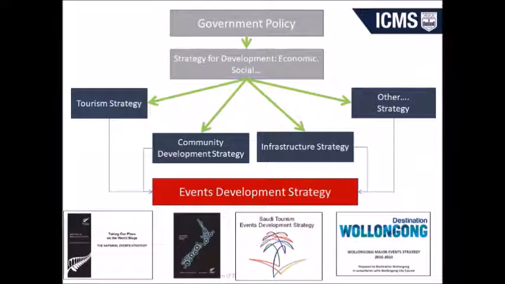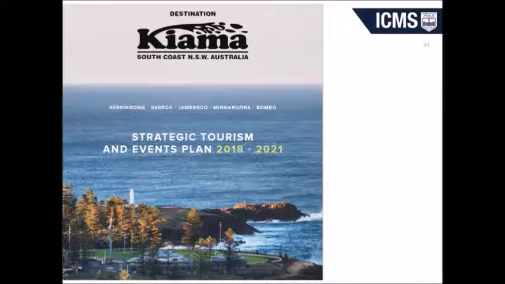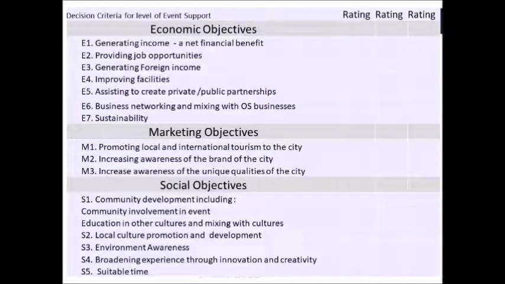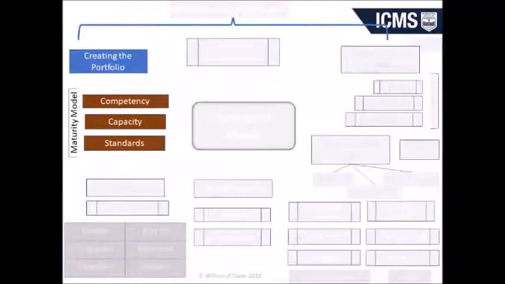And the decision criteria about those three things has to do with tourism and community and infrastructure. An example is this one, just from Canberra. I just pulled it off the web, and there's their decision criteria. If an event meets these, they'll look on it favourably, and you can see economic, marketing and social, exactly what I was saying before. Always keep your eye out for those three. If the event meets those, then it will be more likely supported.